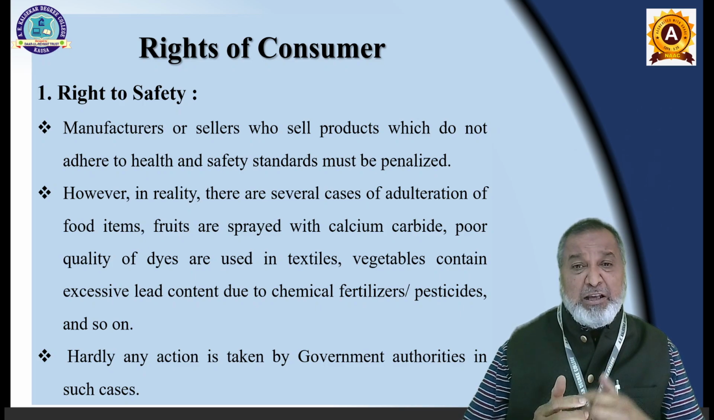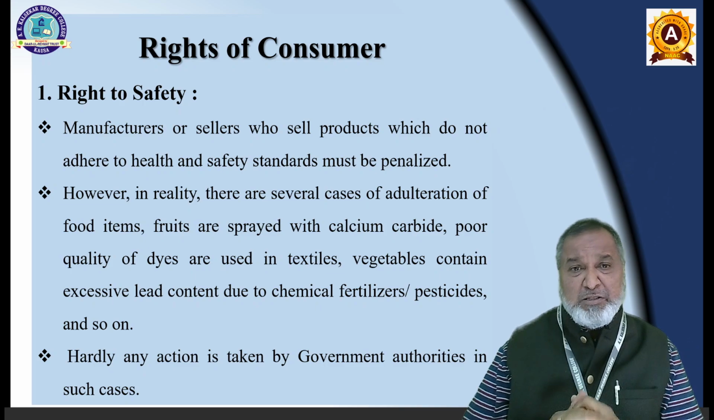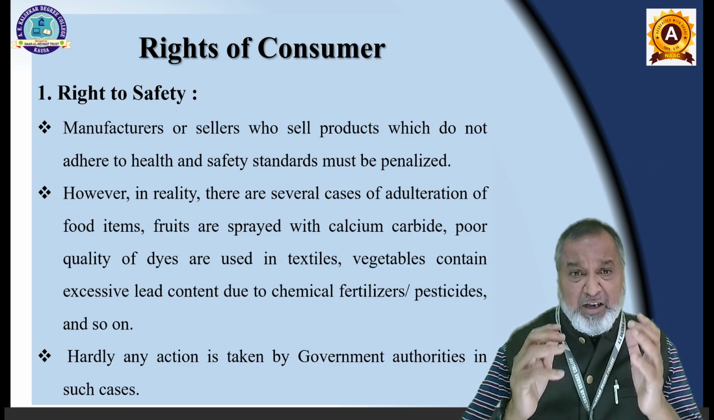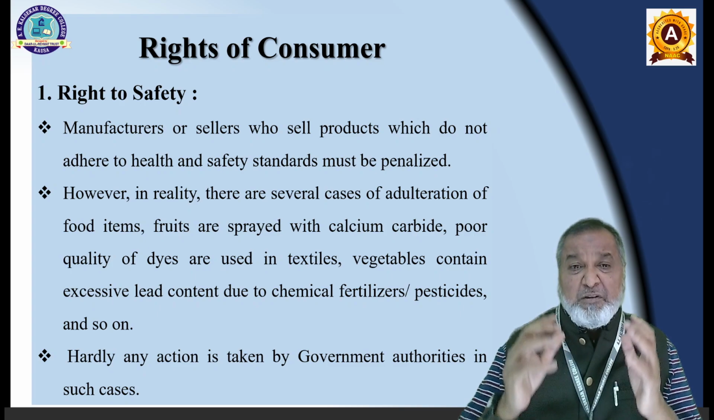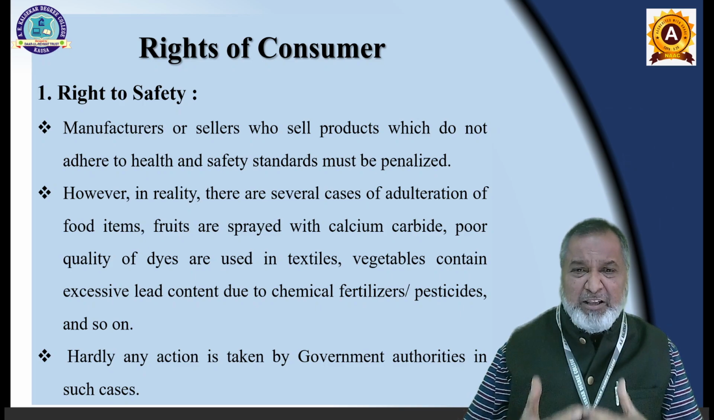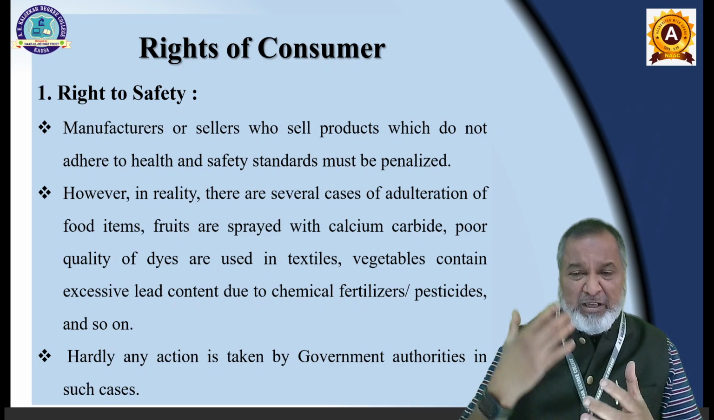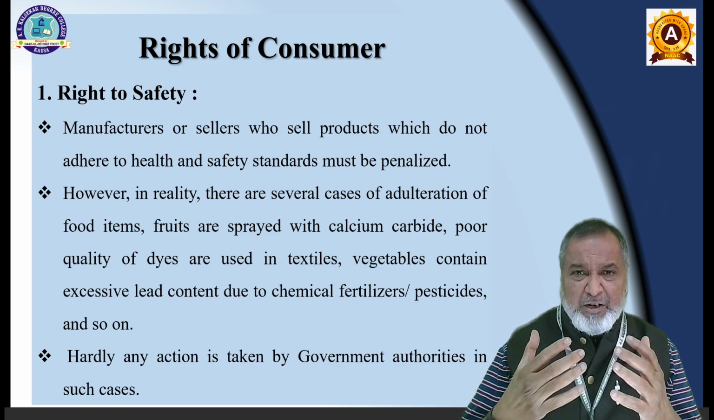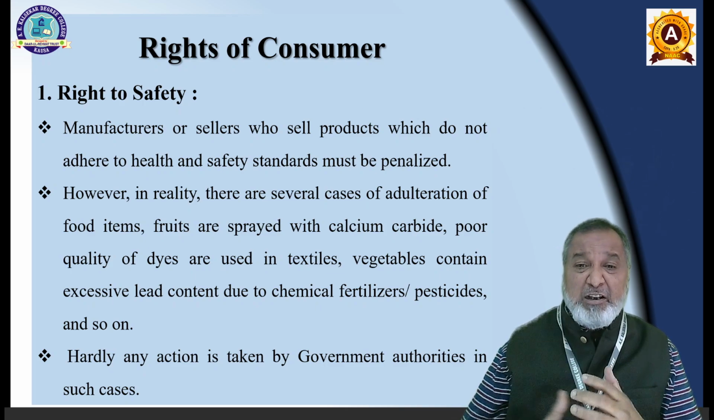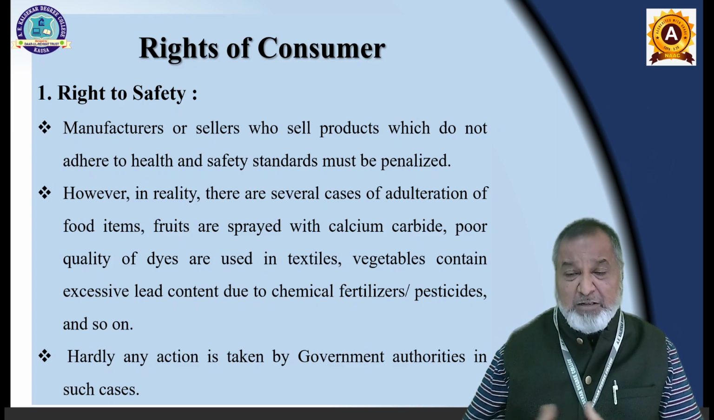If there is any problem with that particular product, then that manufacturer or seller has to be penalized. However, in reality, there are several cases of adulteration of food items. You always see in the news and newspapers that simple milk or ghee or whatever we are using, the rice or whatever product we use, adulteration is always taking place in the food items.